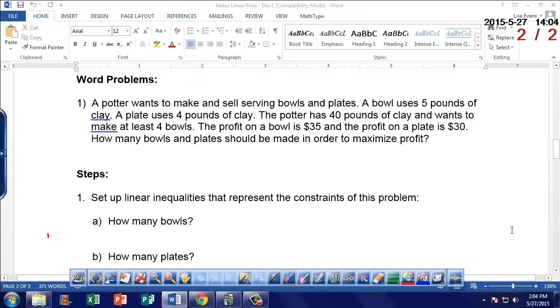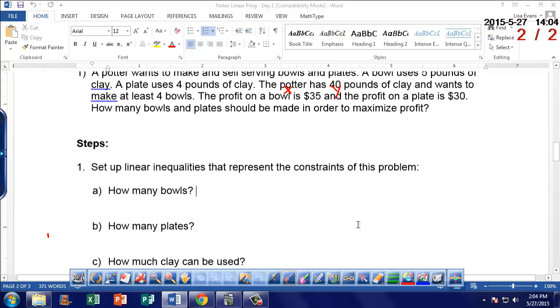Okay, a potter wants to make and sell serving bowls and plates. So bowls are going to be our X, and plates are going to be our Y. A bowl uses 5 pounds of clay. A plate uses 4 pounds of clay. The potter has 40 pounds of clay and wants to make at least 4 bowls. The profit on a bowl is $35, and the profit on a plate is $30. How many bowls and plates should be made in order to maximize profit?